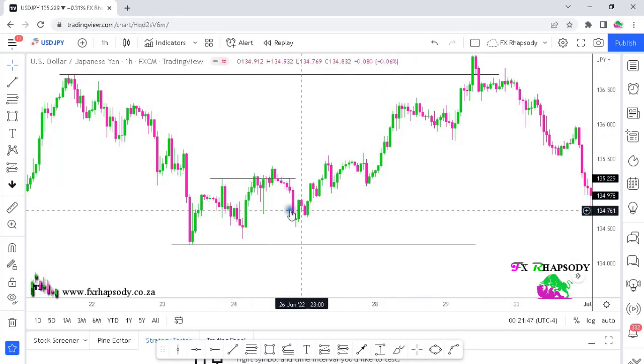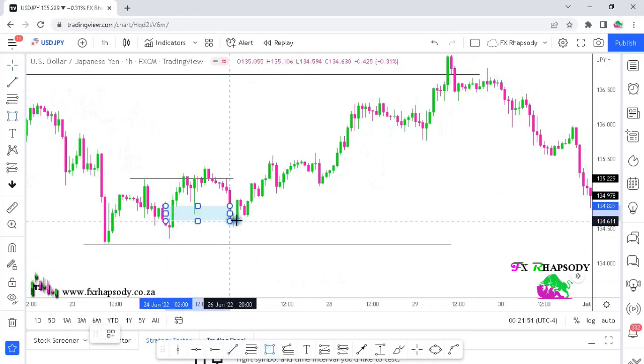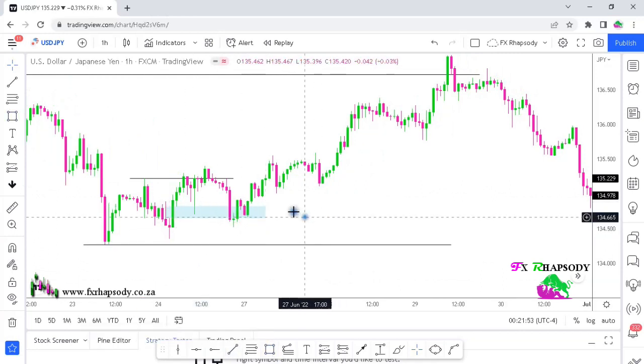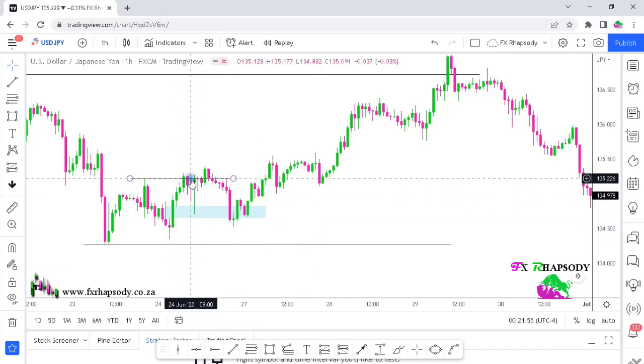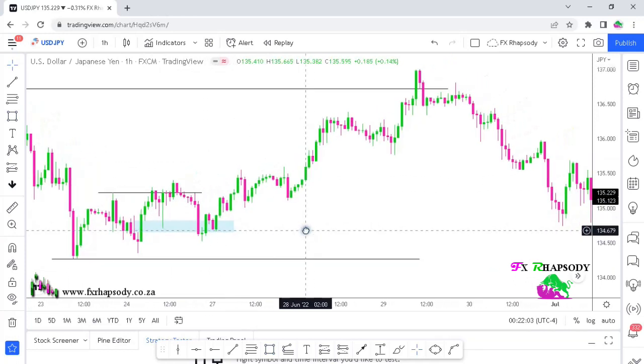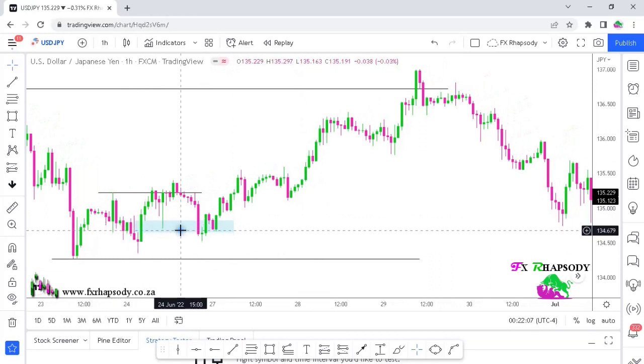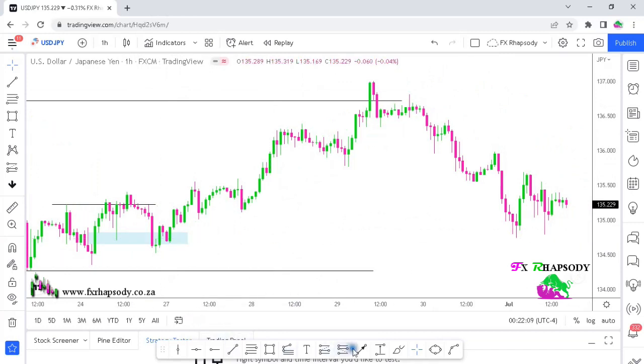Price came down, and with that, it created a fair value gap right around here. As you can see, price came up, hitting that liquidity area. So basically, there was a market shift. Price came down, was drawn into that fair value gap, that imbalance in the market. So we had a nice little buy opportunity where price started moving to the upside.